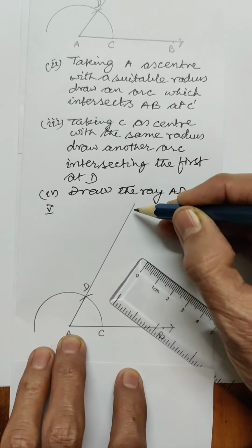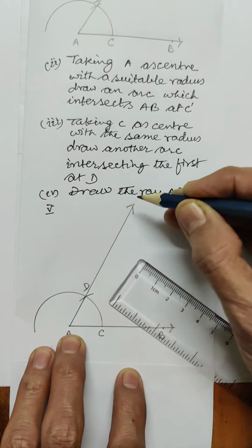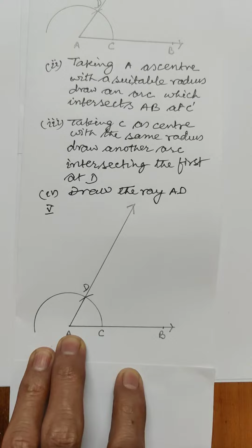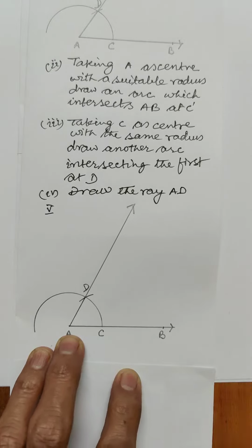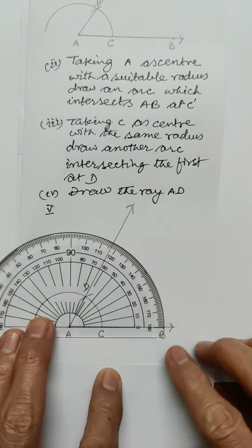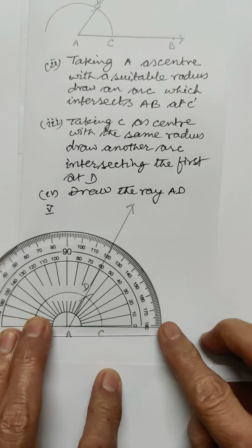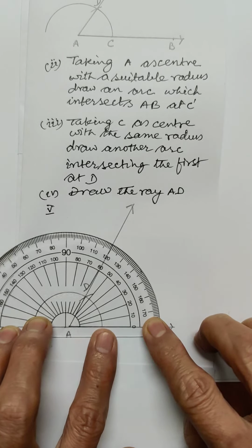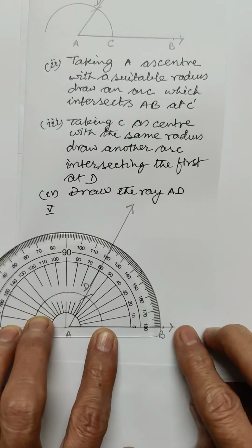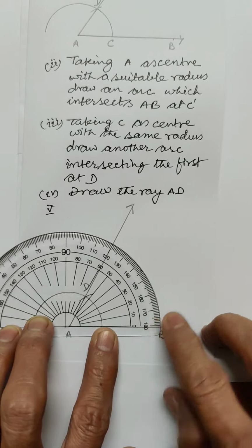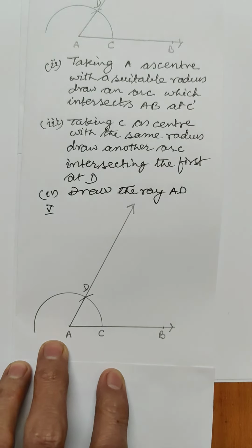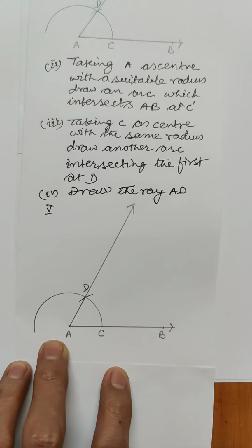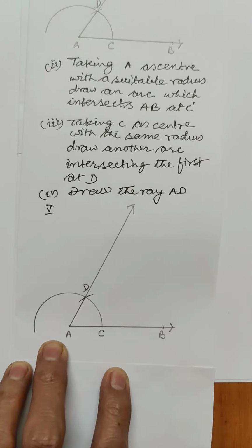This is AD. It should be 60 degree. So measuring whether it is 60 degree or not. It is 60 degree. Now we shall bisect it.